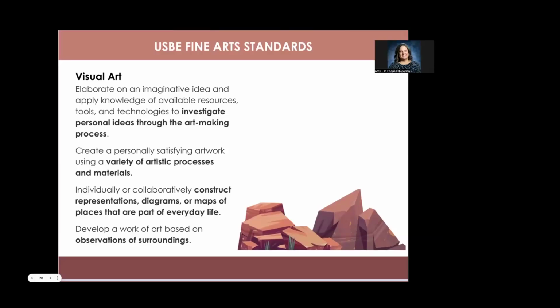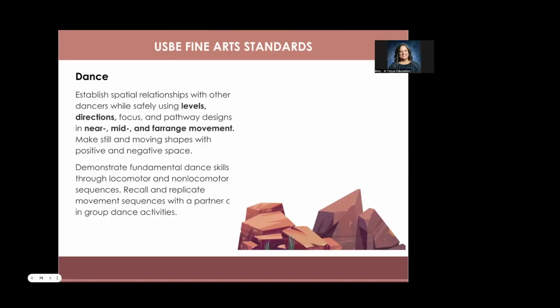In visual arts, we did desert landscapes with Elisa, and we also learned more about discovering diatoms with Erin and Olivia. And I loved how Erin and Olivia specifically pointed out some of those standards in their specific activity. But with visual arts, I love the idea of investigating ideas through art making, whether we're creating our own paper or whether we're looking for patterns that naturally occur in the desert. All of these connect us back to visual art, using a variety of artistic processes and materials, and then constructing representations of maps and places that are part of our everyday Utah deserts.